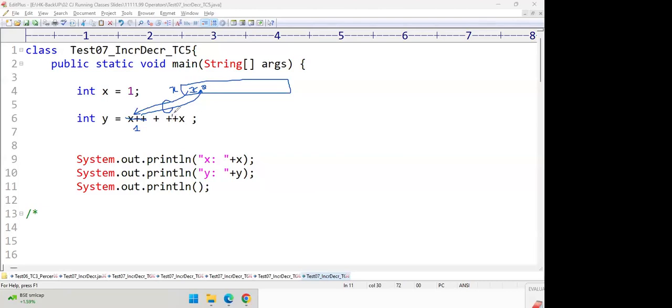Plus plus means what? First increase the existing value 2, increase to 3, then read, and replace with 3. 1 plus 3 store, y 4.